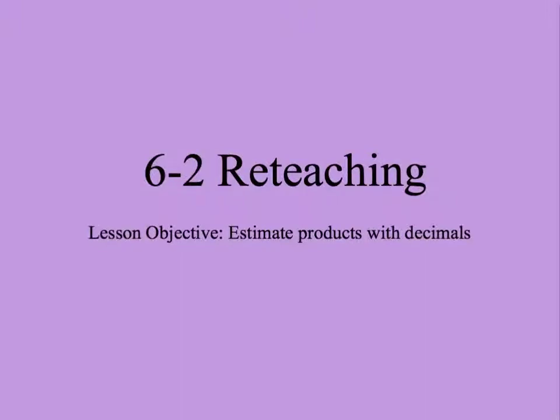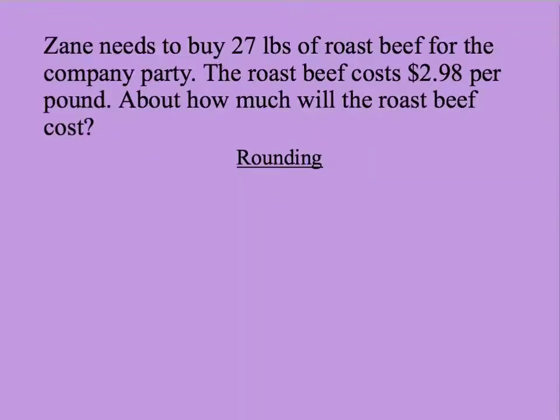This is 6-2 Reteaching. The objective for this lesson is to estimate products using decimals. Let's take a look at this word problem. Zane needs to buy 27 pounds of roast beef for the company party. The roast beef costs $2.98 per pound. About how much will the roast beef cost?